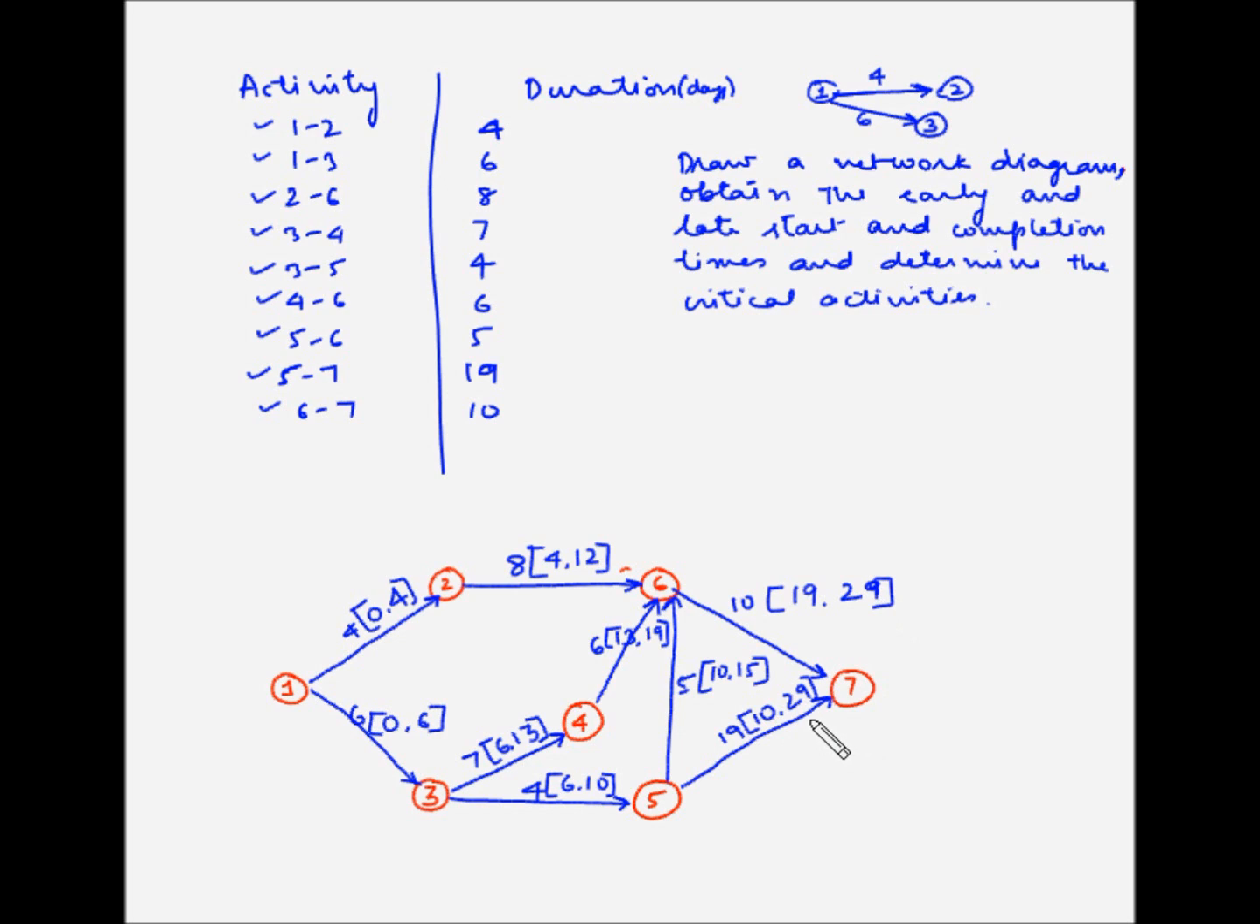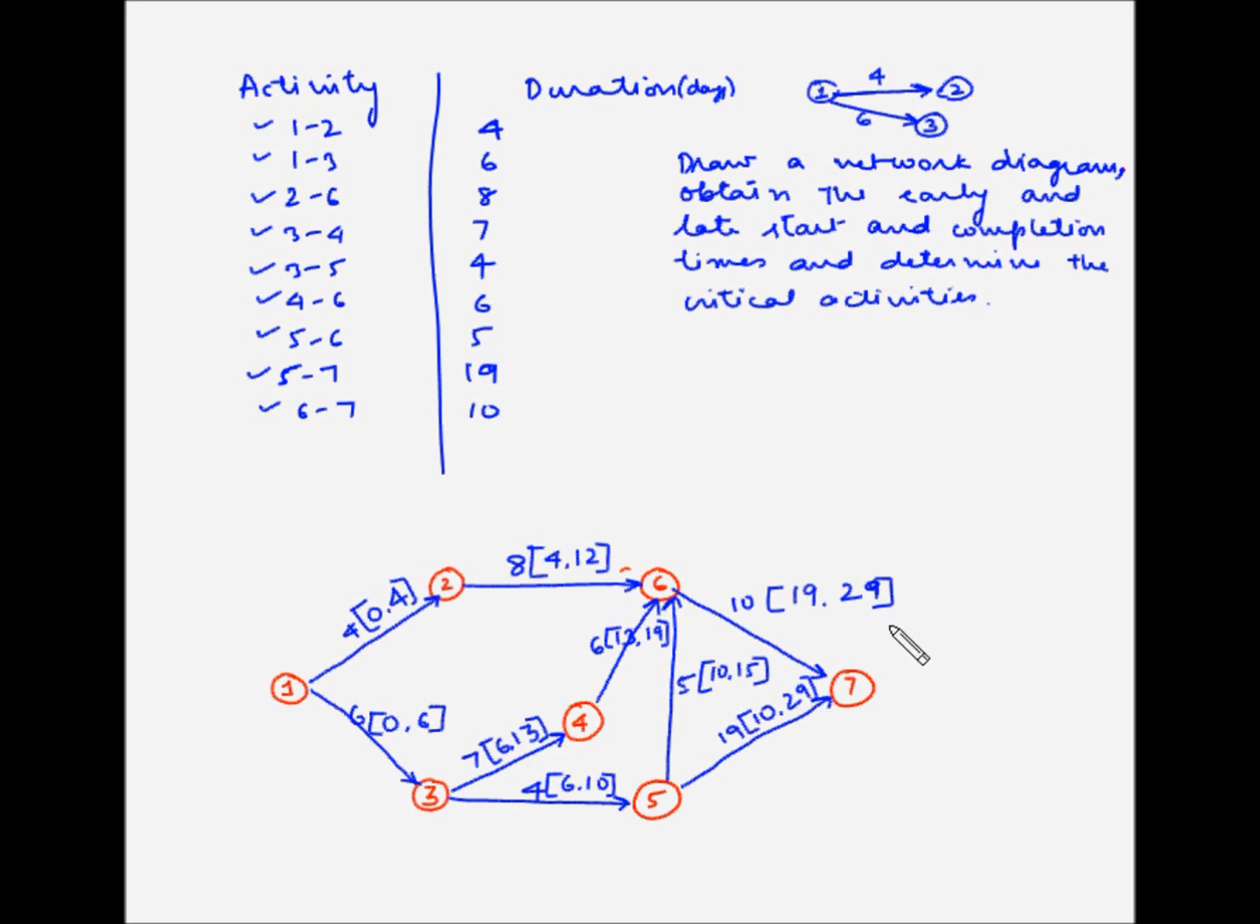Now since the earliest finish time for the end activities is 29, we can say that the duration of the project is 29 days. Now, keeping the duration the same, that is 29 days, let us now calculate the latest start and latest finish time for all the activities.